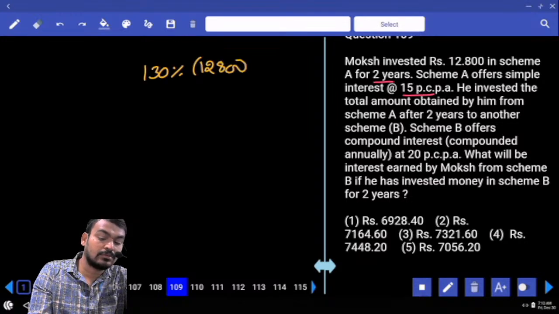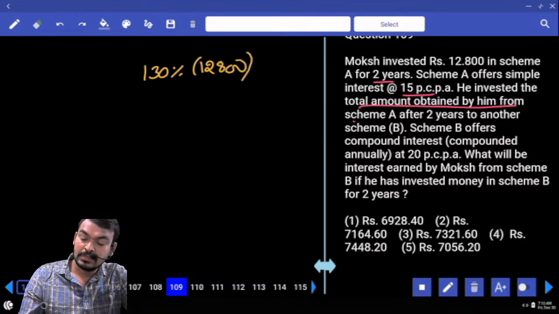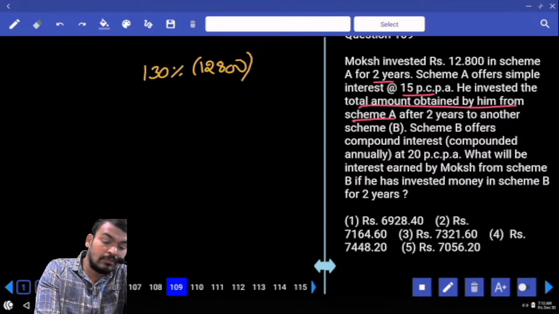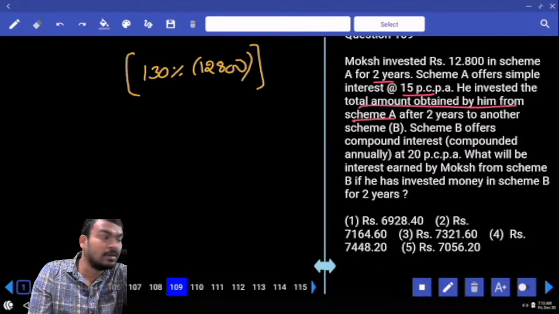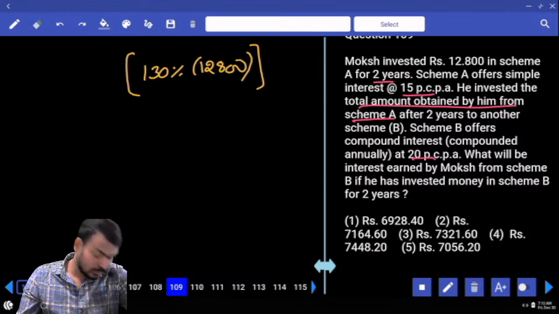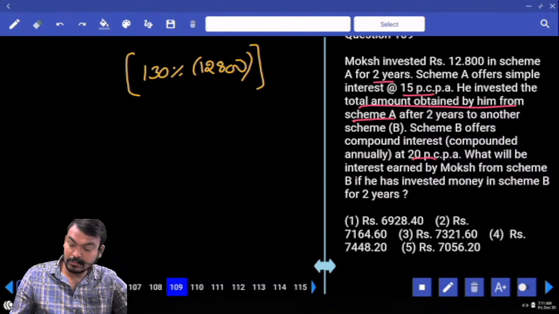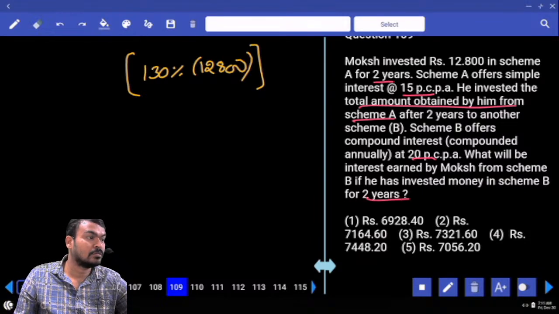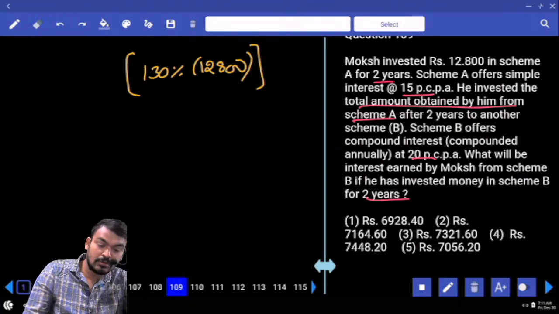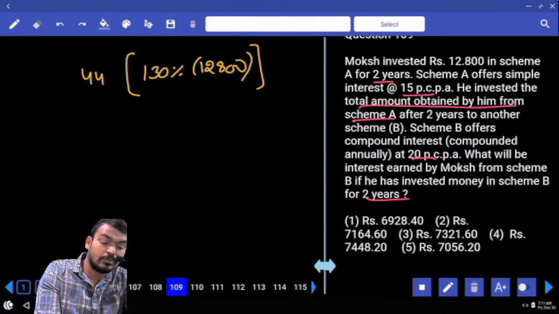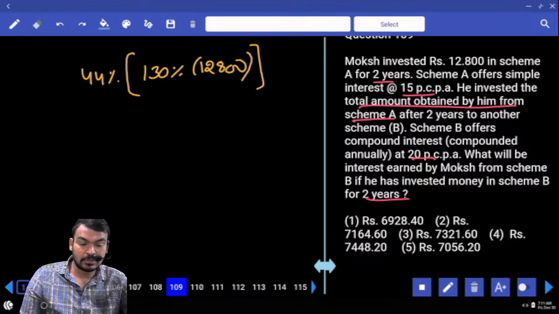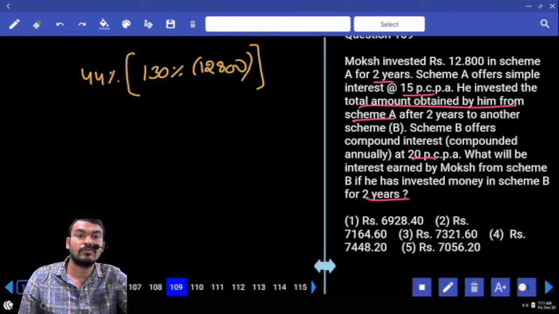12,800 is the total amount obtained from scheme A. It will be reinvested in scheme B. What is the rate of percent in scheme B? 20%. For how many years? 2 years. 20% for 2 years means what is the compound interest? 44%. 44% of 130%, of which one?